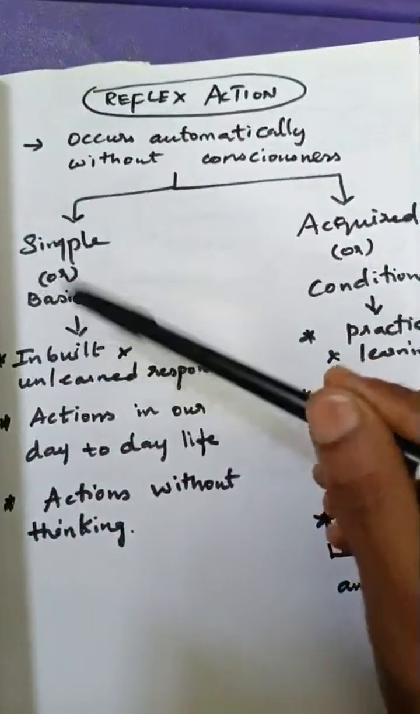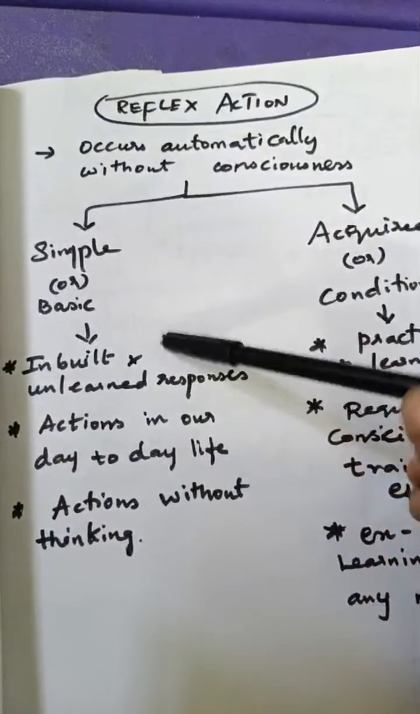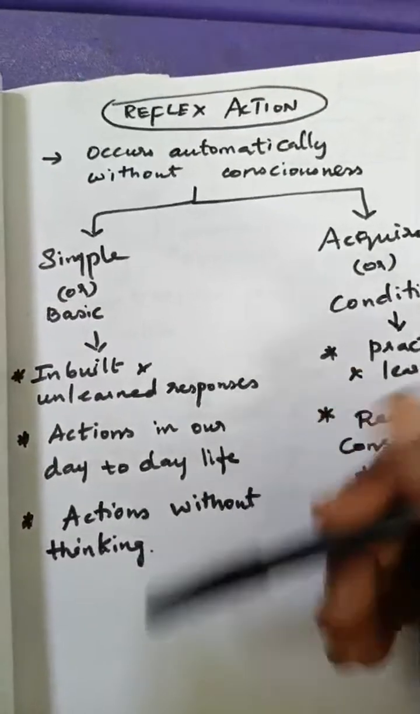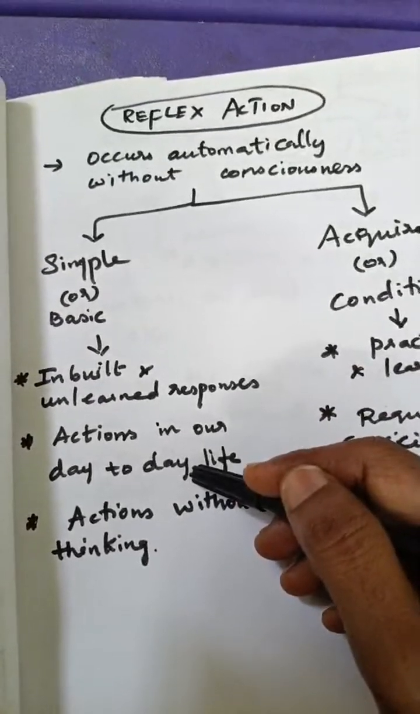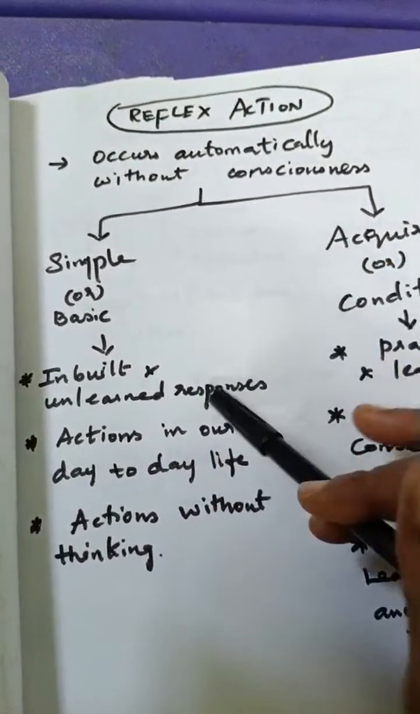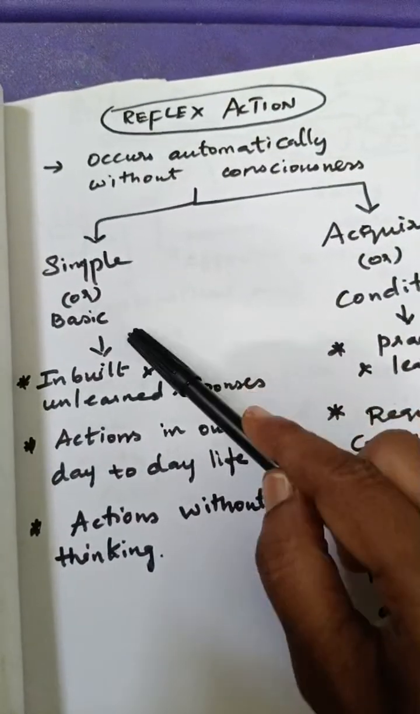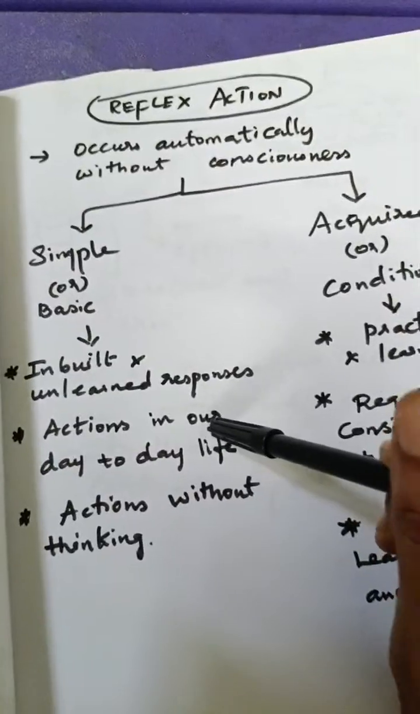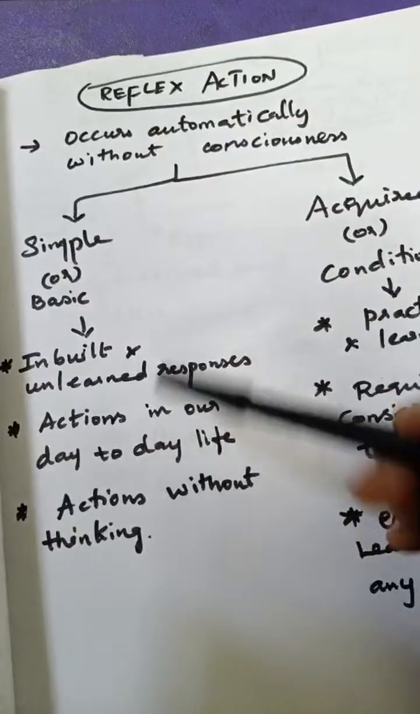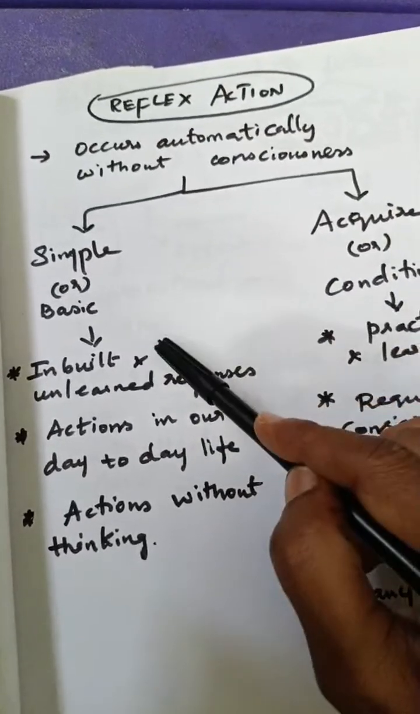The first is inbuilt. Basic simple reflexes are there in our day-to-day life itself, like when we blink our eyes. There are so many basic things we do in our daily life. These are simple, basic, inbuilt, unlearned responses. They are actions without thinking. We need not think. It happens automatically on its own. That is the simple or basic reflex.